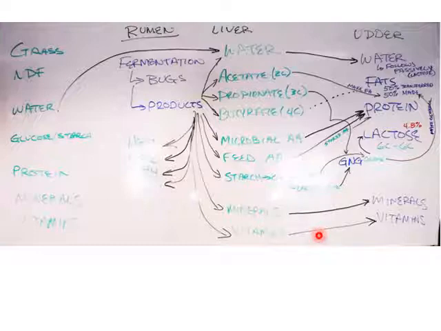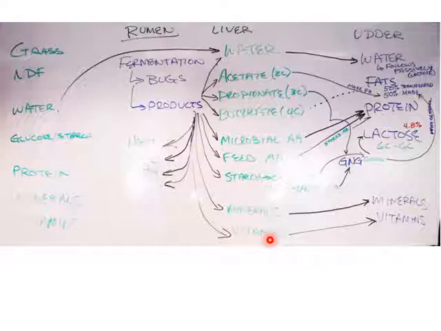Minerals and vitamins are absorbed at the small intestine. They go through the liver largely unchanged. Minerals are constant. They're going to pass through the body and be passed on to the milk. The vitamins, either from the diet or created in the rumen, are going to be absorbed.